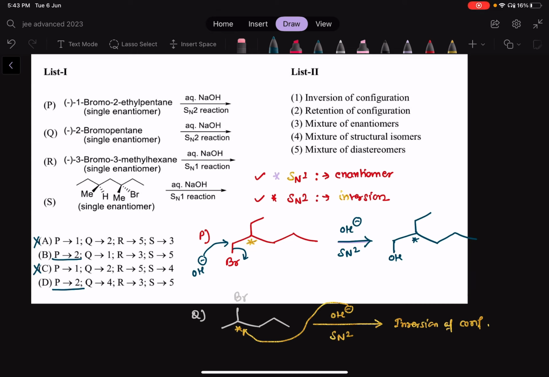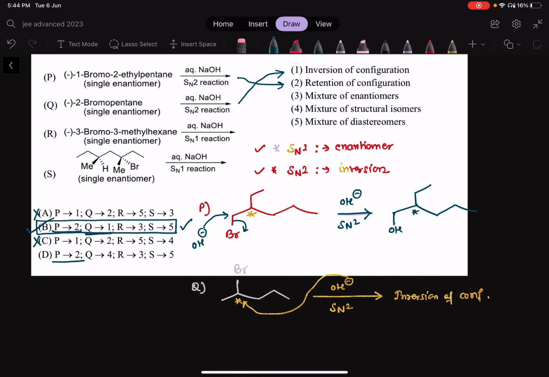So P is matching with 2, and Q is matching with 1, so this is the option. So we can say that option B will be the correct one. By the elimination method, we can save our time by doing it in this particular way. So B will be the correct answer. And just up to this much thinking, you can determine the right option itself. But I will discuss the next part as well.